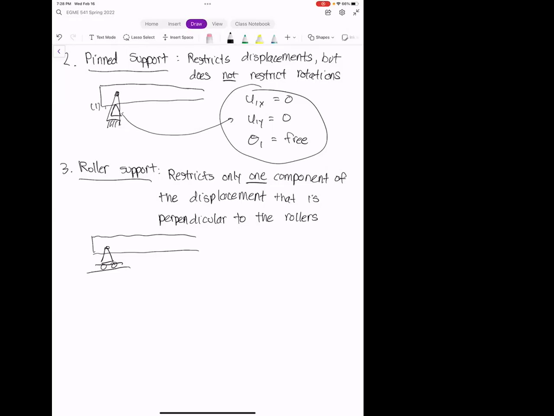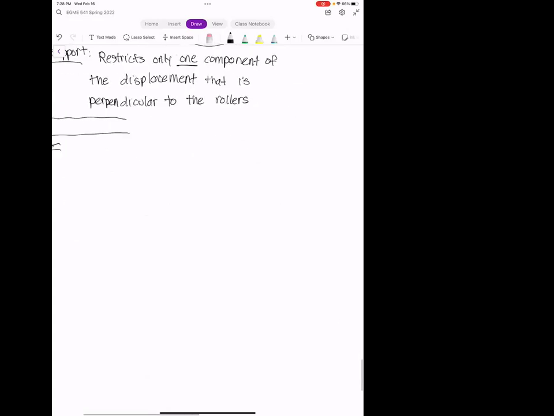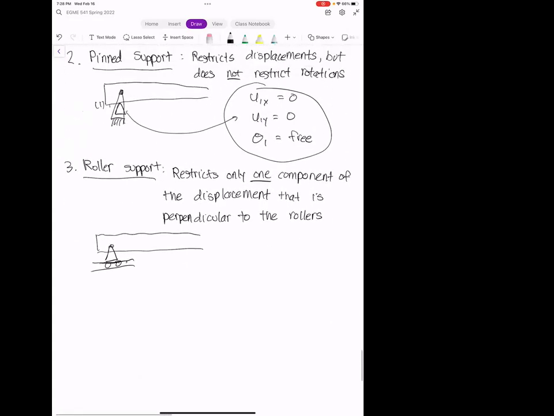Okay, and so roller support, remember we denote it as a support on wheels. And so if this is the x direction, and this is the y direction, then what we'll say is that the displacement is restricted in the direction perpendicular. So we say that u1y is going to be equal to 0, but u1x is going to be free. And since it's free to rotate, then theta 1 is also going to be free.